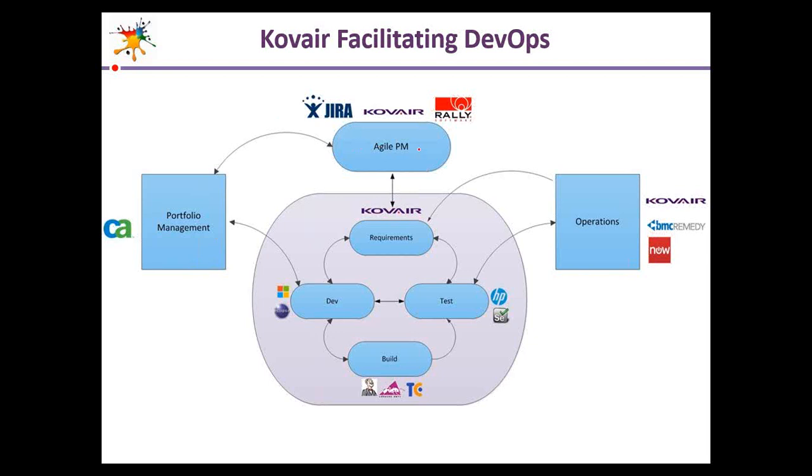And the development will be done using Agile. So the requirements get created, the development happens, the build then takes place, and the testing gets done. This way, a complete life cycle is continuously going on with the help of different tools coming from different vendors, through the integration and the workflow that Kovair provides.